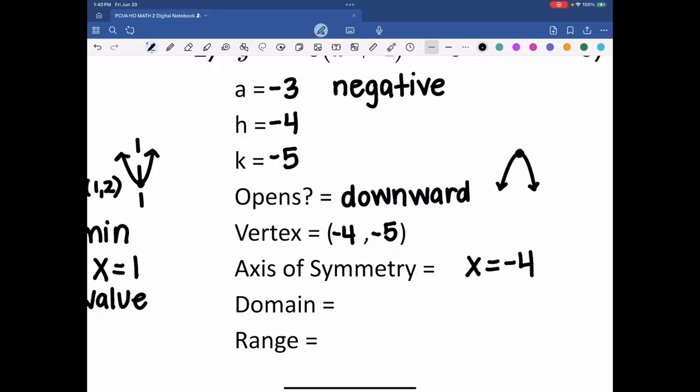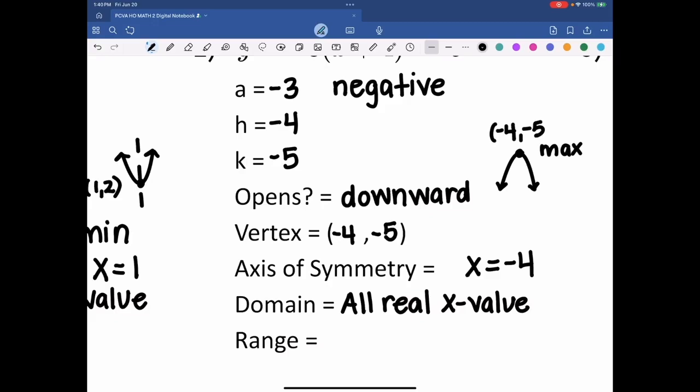Again, my domain is all real x values. And then we need to talk about the range. So this one's a little bit different because my point up here is my max point again. So remember that point was -4, -5. And we're going to apply the range because the max value is -5. So everything is going to be less than that because it's opening downward. So my y values are less than or equal to -5.